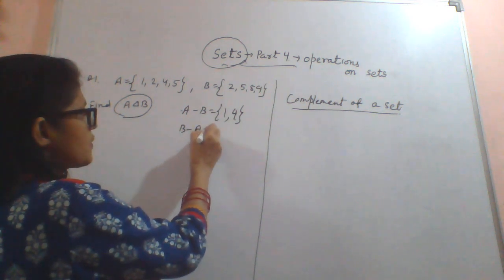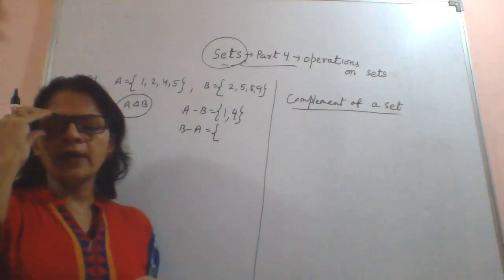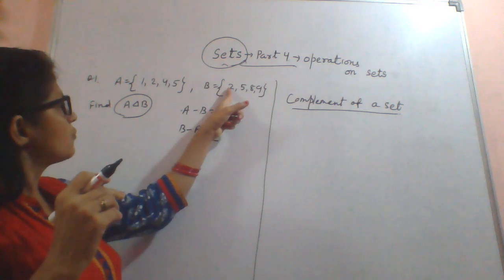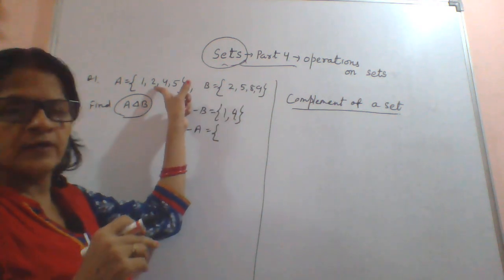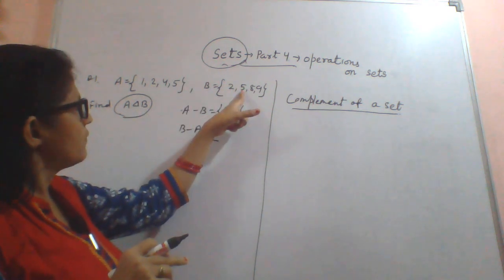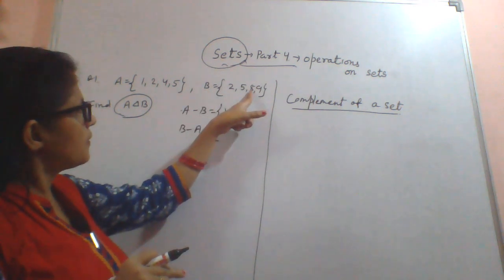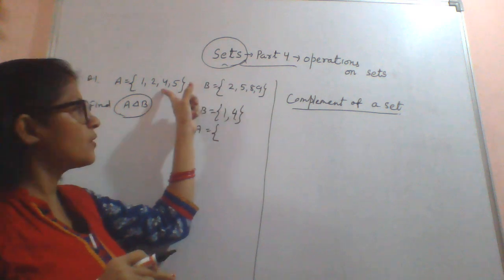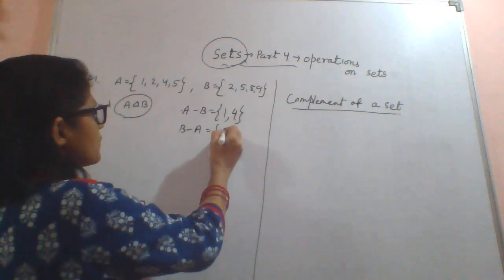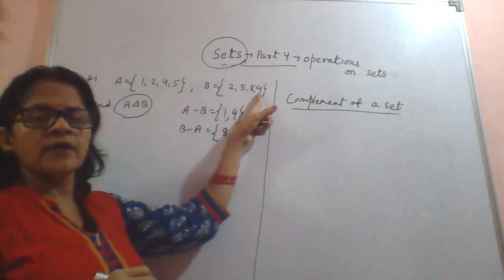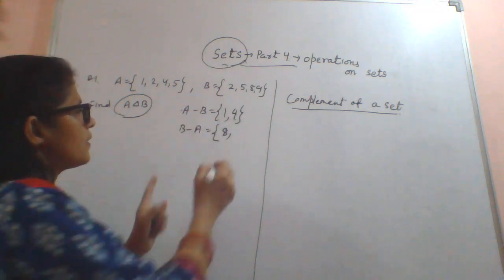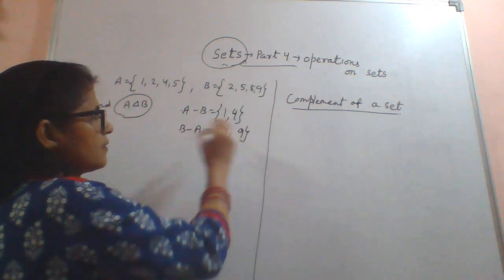B difference A. Now B में होगा A में नहीं होगा. So 2 B में है A में भी है, सब नहीं लेंगे. 5 B में है A में है, नहीं लेंगे. 8 it is in B but not in A, so we have to take 8. 9 in B but not in A, so 8, 9.